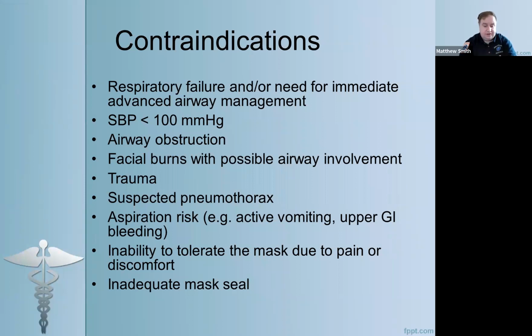If the patient's at an aspiration risk, so they're vomiting or they have an upper GI bleed, then you can't use CPAP because, again, this does not protect the airway and it puts the patient at a greater risk for aspiration. Finally, if you can't get an adequate mask seal or the patient just can't tolerate it, then that's a contraindication as well. And that would be a reason that you would just discontinue the therapy and get them to the hospital with either a BVM or a non-rebreather.